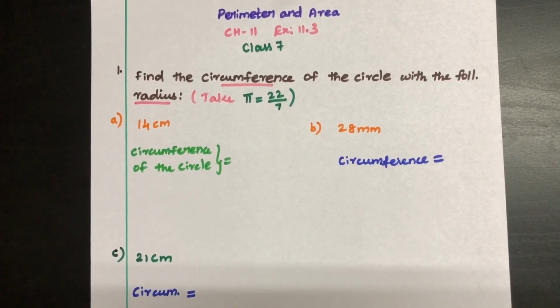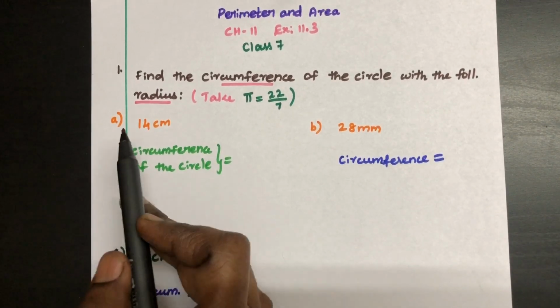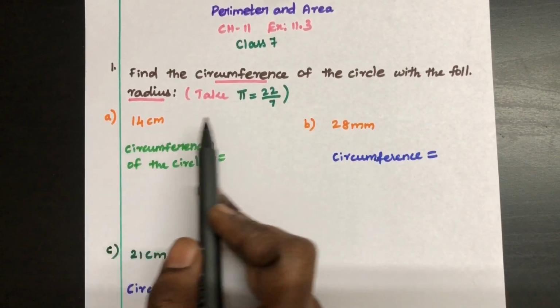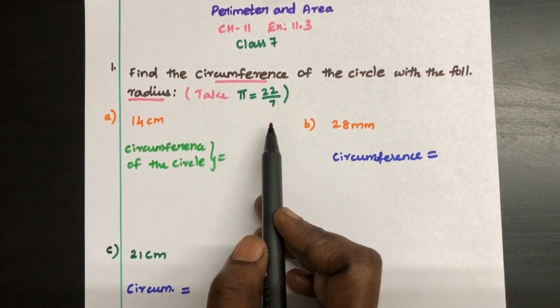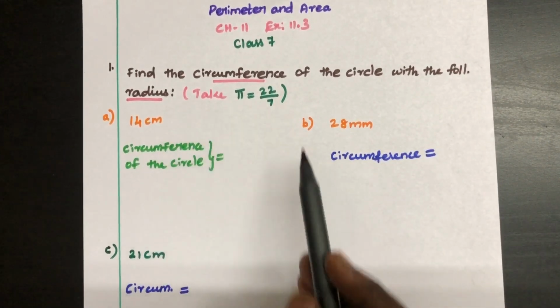Today we are going to learn Perimeter and Area, Chapter 11, Exercise 11.3 for Class 7. First question, find the circumference of the circle with the following radius. Take pi is equal to 22 by 7. See, these are all radius. We are going to find the circumference of the circle.